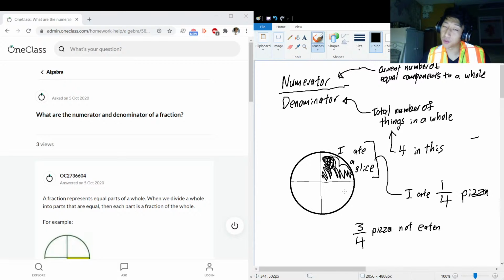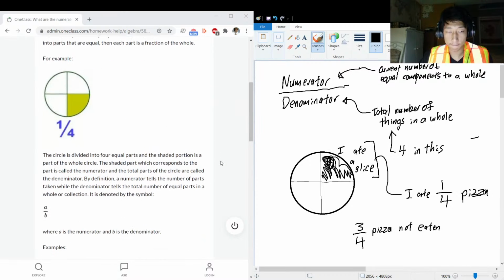So, we got 2 different situations in this example. Eating the pizza, I ate 1 slice, so that is 1/4 of the pizza. There's 4 slices in total, and I ate 1 of them. So 1/4 pizza eaten by me. The number of pizza that was not eaten by me, well, there's 4 in total that were originally available. I ate 1. There's only 3 that are not eaten so far. So 3/4 of a pizza, 3/4 pizza, not eaten. Okay.